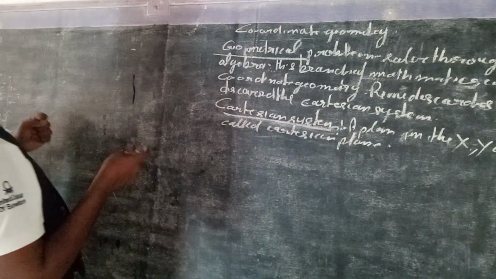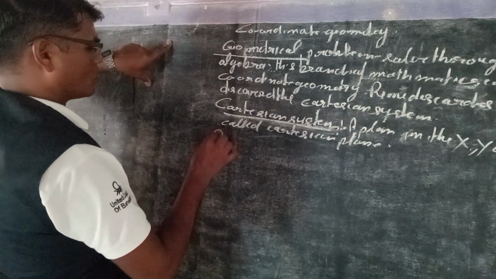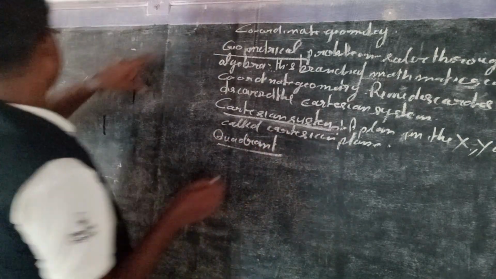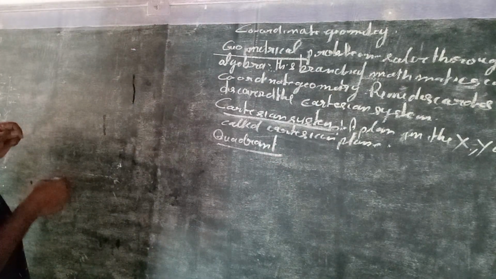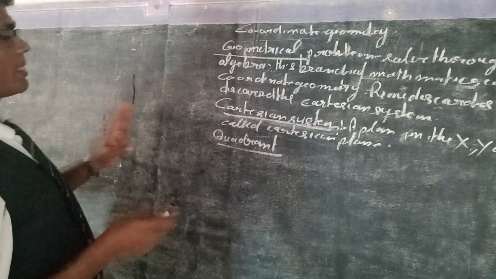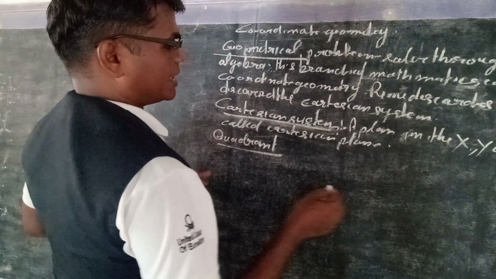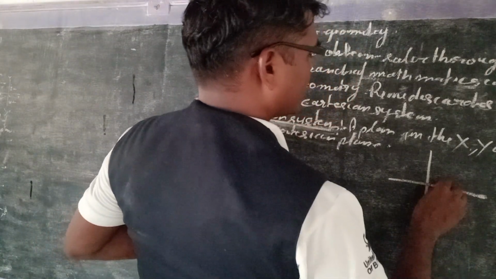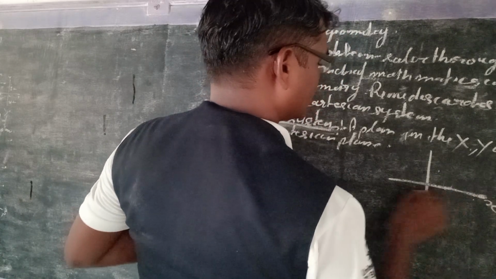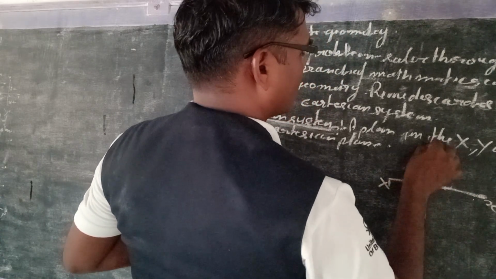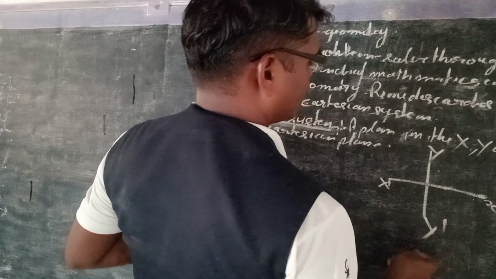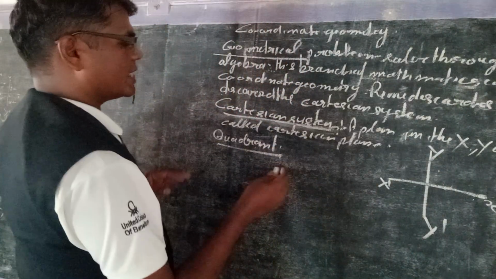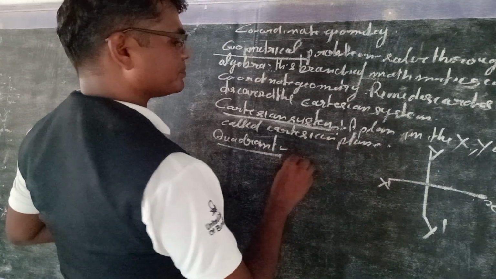Now we will study the quadrant. What do you understand about the quadrant? Here is the plane. The Cartesian system can be divided by the x and y axis, with x dash and y dash given here. So this has four parts, the Cartesian plane.